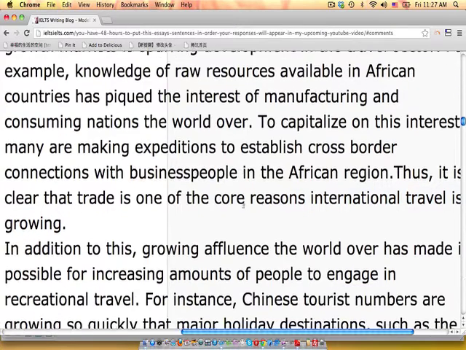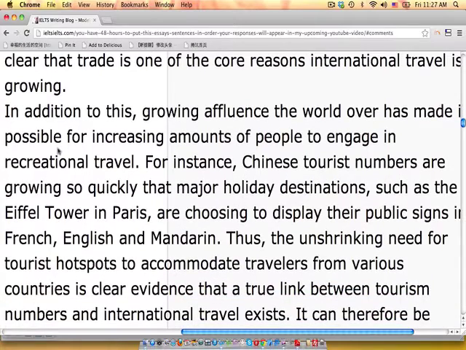Okay, let's go on to the second supporting paragraph. "In addition to this," there we go. Just by looking at that phrase, we know that the point has been shared before, and now we're going to share a second point. "Growing affluence the world over has made it possible for increasing amounts of people to engage in recreational travel." Okay, now this, I think some students were a little bit confused, but this is just a fancy way to say tourism. "For instance, Chinese tourist numbers are growing so quickly that major holiday destinations, such as the Eiffel Tower in Paris, are choosing to display their public signs in French, English, and Mandarin."